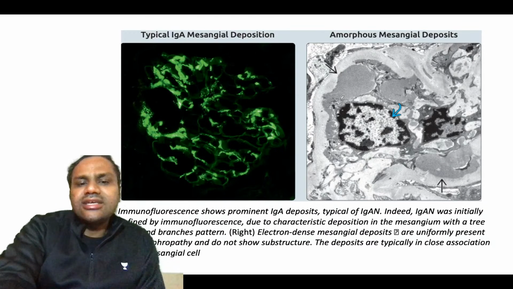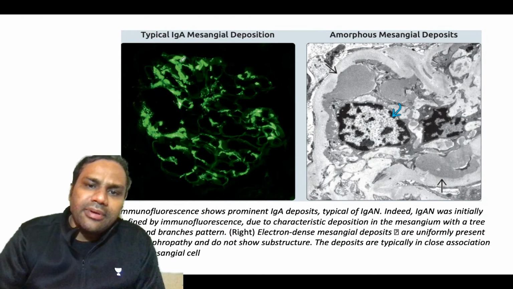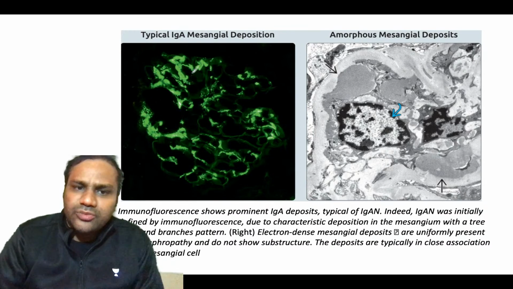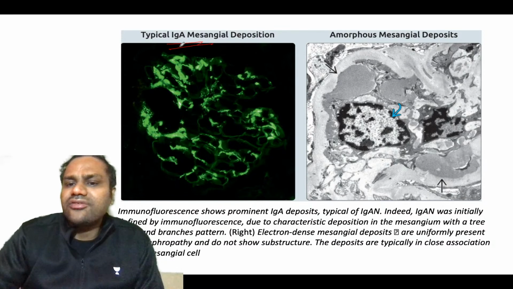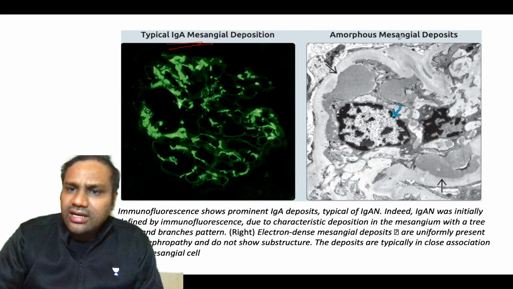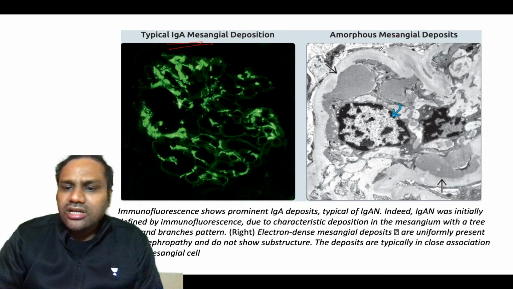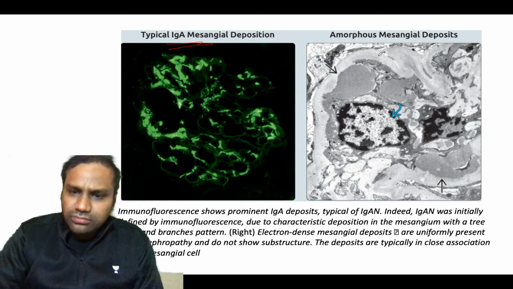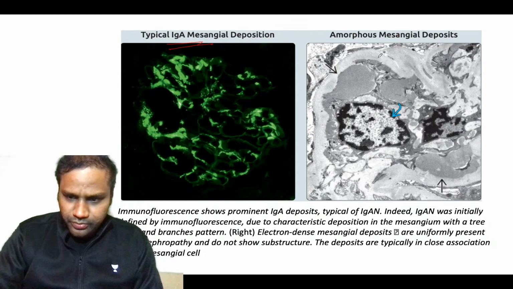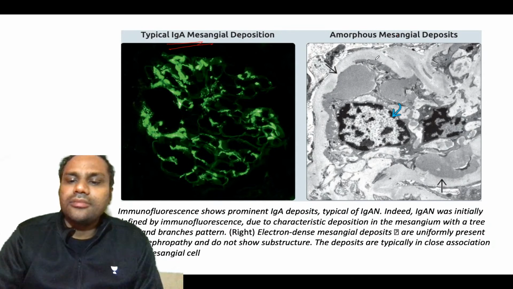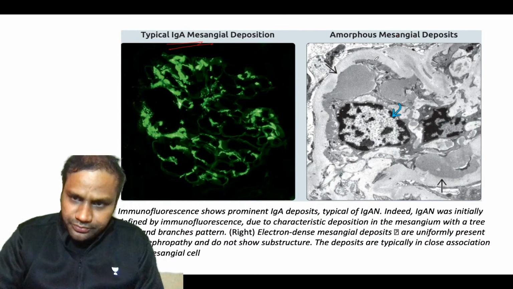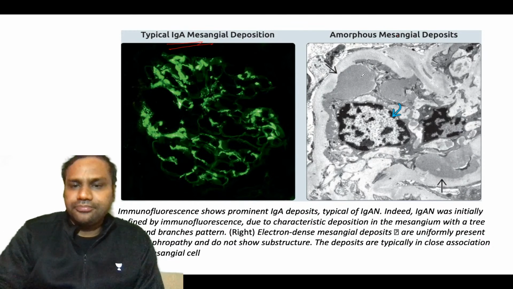So see, this is IgA. Here you can see mesangial deposits, a higher amount of mesangial deposits of IgA, and amorphous mesangial deposits also on EM. Okay, in case of EM.